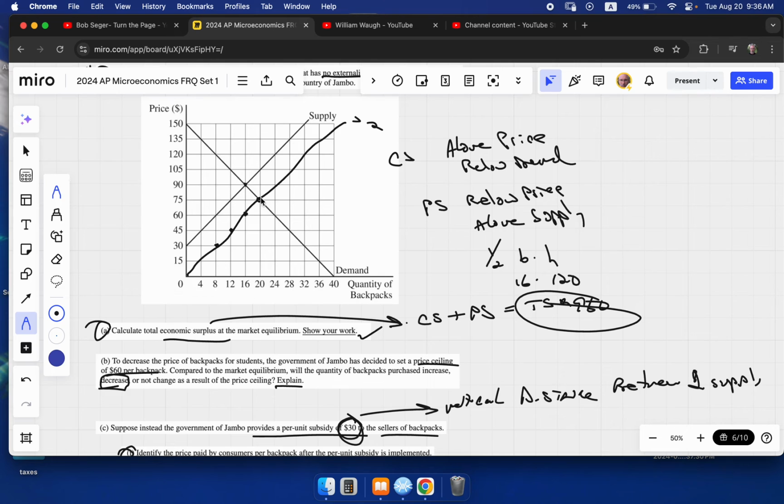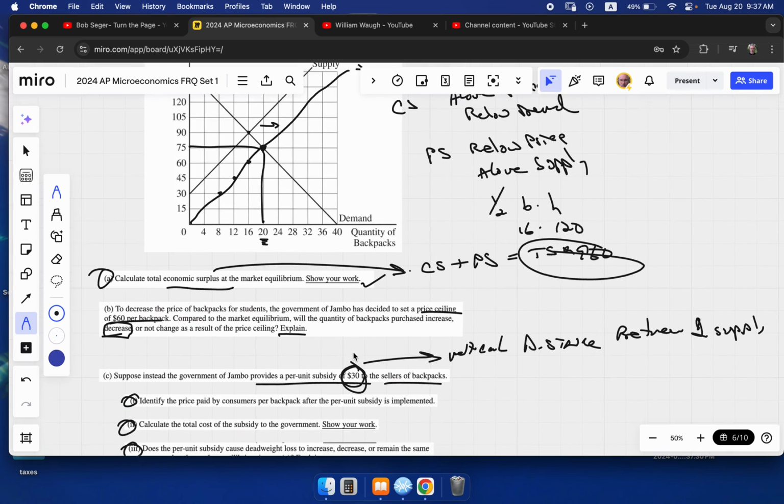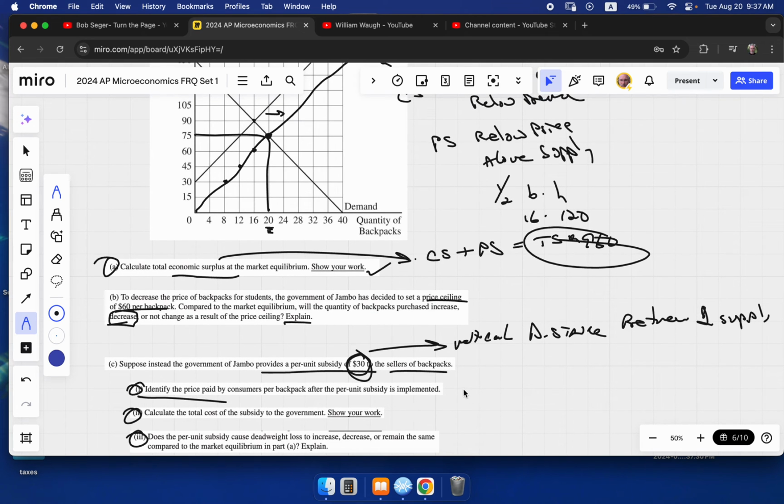Easy enough. I recognize that this is going to be the new price with a subsidy. The price is going to be lowered to 75. And actually, with that low price, 20 of these goods are going to be consumed. So let's see if we can answer some of these. Identify the price paid by consumers. We said it's going to be 75. Calculate the total cost of subsidy to the government. The government is giving $30 to everybody who sells a backpack here, and that's 20 units of backpacks. 30 times 20 should be 600, I believe, if that makes sense to you.